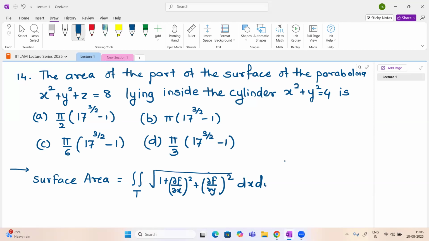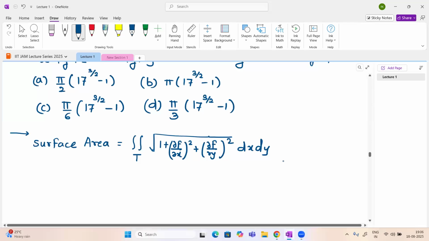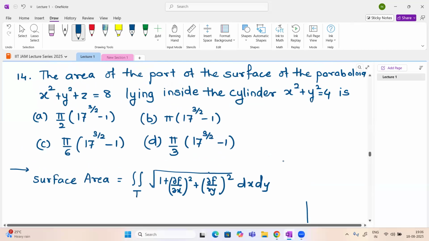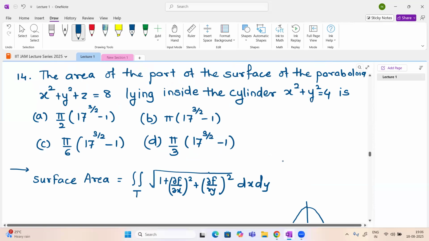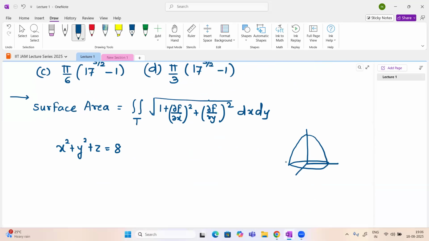So when you have any surface in R3, this time we have a paraboloid, right? Let me draw. I don't know how it looks, need to check. It will be this kind of paraboloid, right? It doesn't matter how it looks. So one surface we have. What is its equation? x square plus y square plus z is equal to 8. So this is the paraboloid we have and we have to find its surface area.